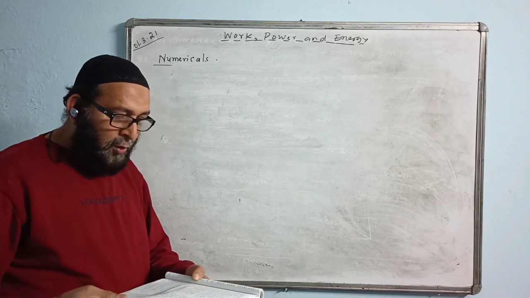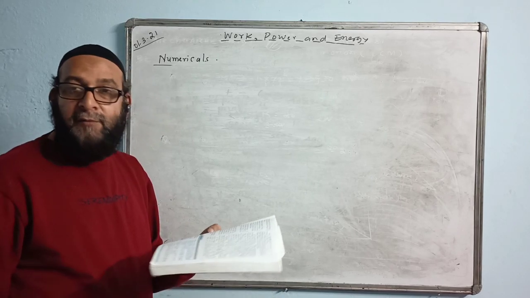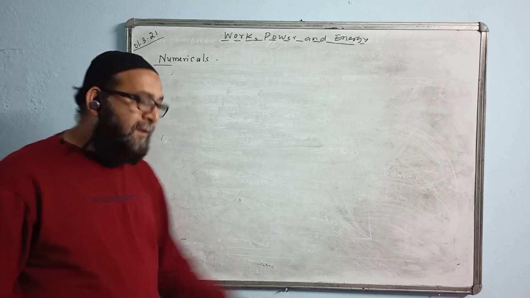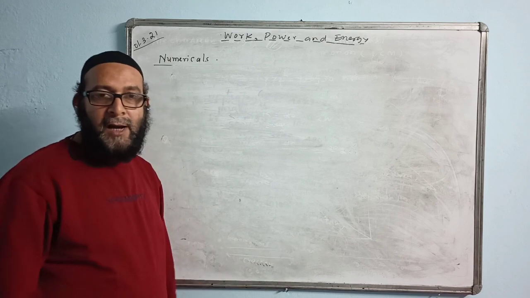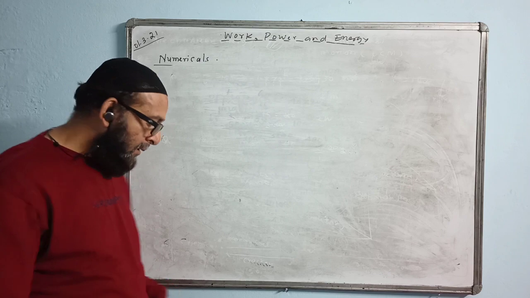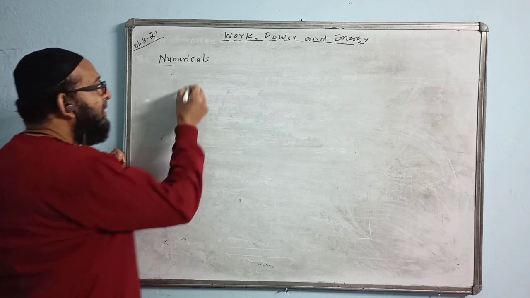Question says a body of mass 5 kg is taken from a height of 5 meter to a height of 10 meter. Find the increase in potential energy. The initial height was 5 meter, but now we have taken it to a height of 10 meter. What is the value of the increase in potential energy?